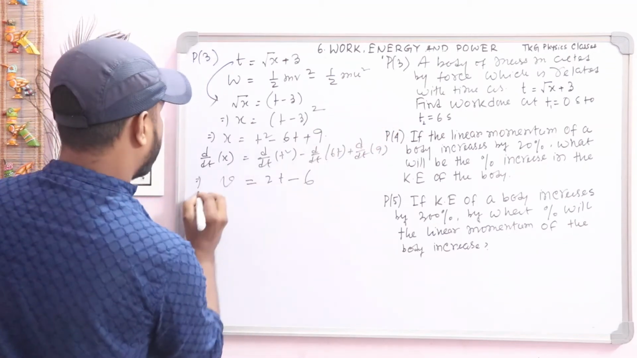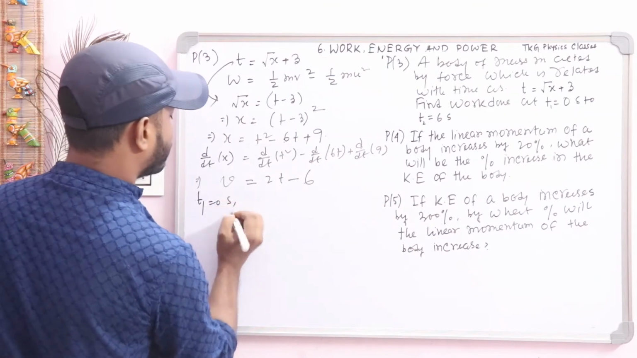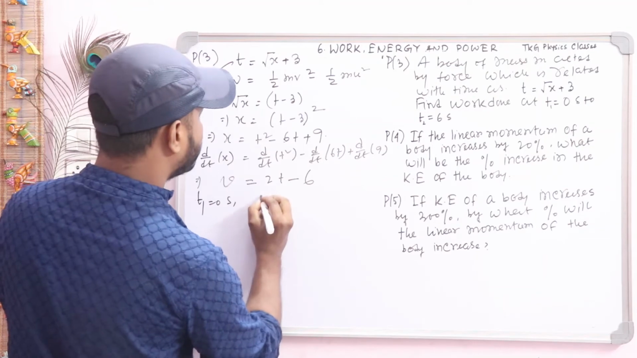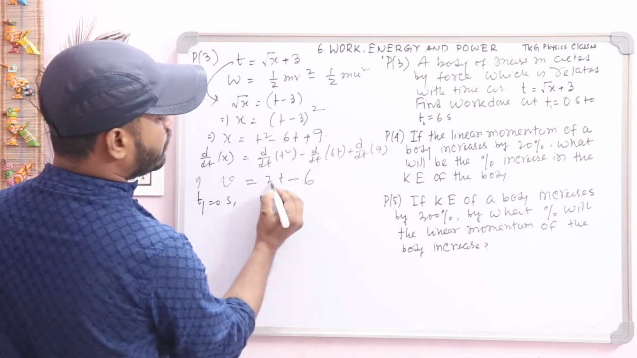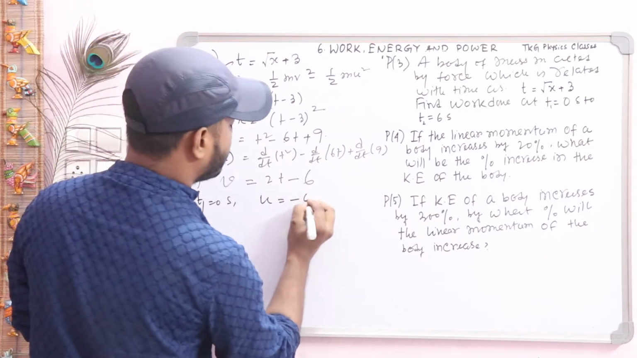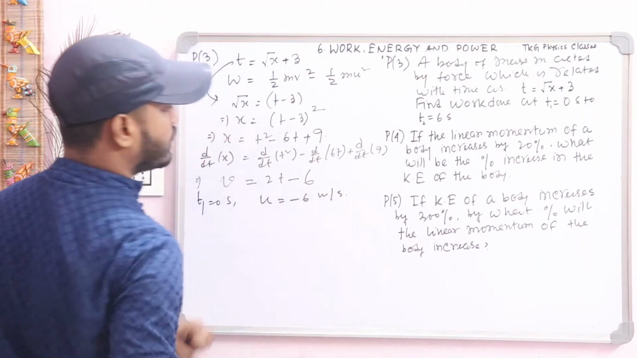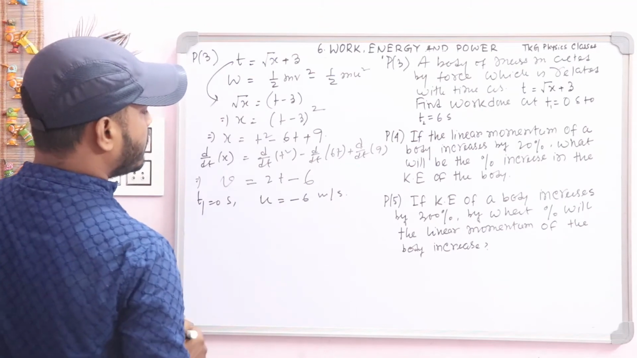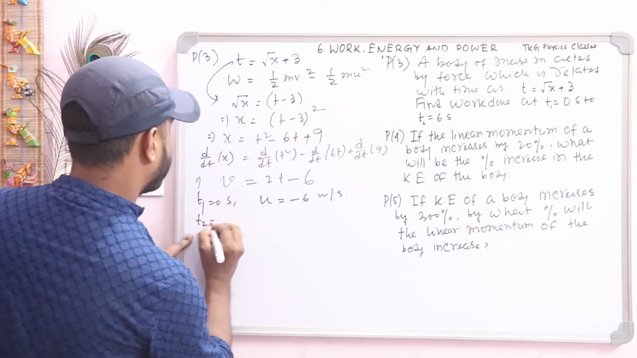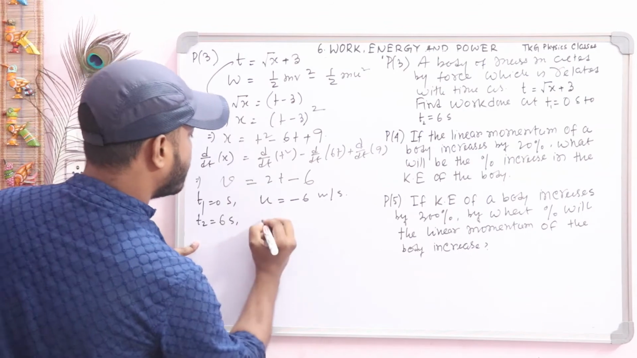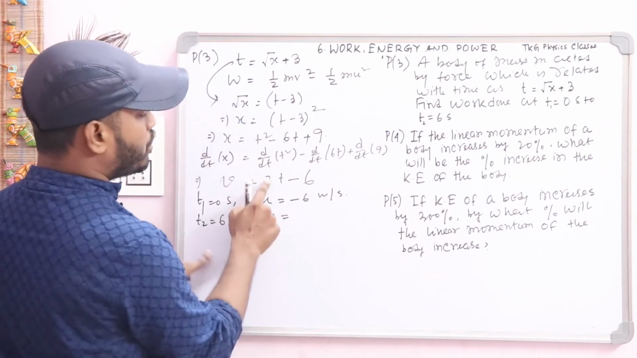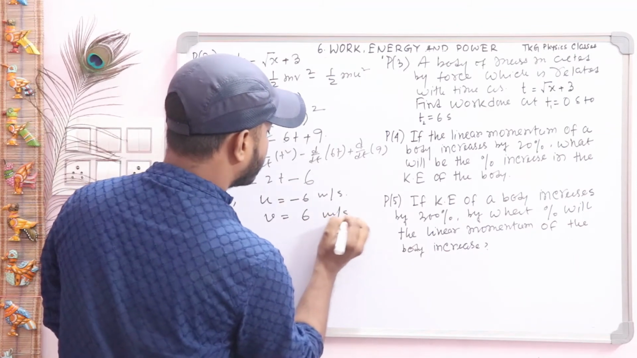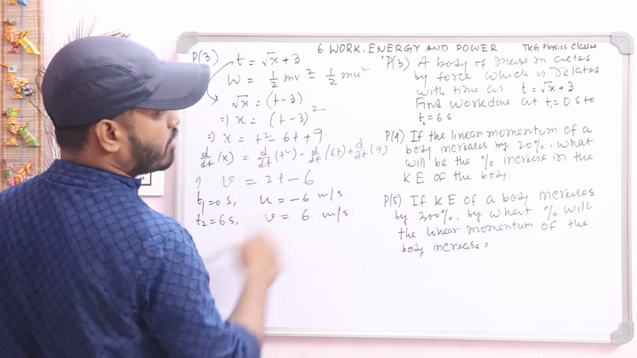Now at time t1 equal to 0 second, velocity will be initial. You write initial velocity u. So at t equal to 0, that is 2 into 0, 0 minus 6. So initial velocity is minus 6 meter per second. Now when time t2 is equal to 6 second, here you see the final velocity v equal to 2 into 6, that is 12, 12 minus 6, that is also, answer is 6 meter per second.